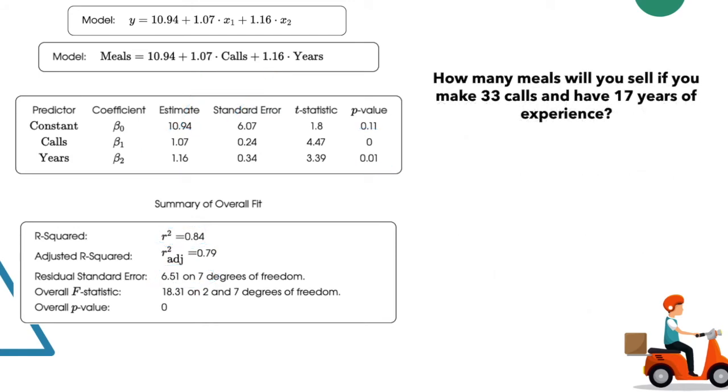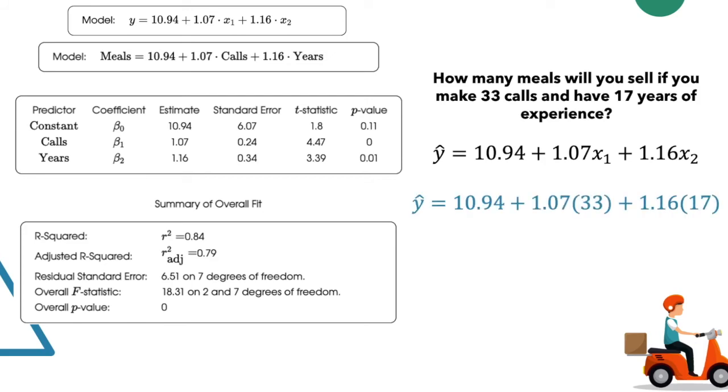So let's take this for a test drive. How many meals will you sell if you make 33 calls and have 17 years of experience? Here's our regression equation. We plug in 13 and 17, and you see you'll sell about 65.97 meals.